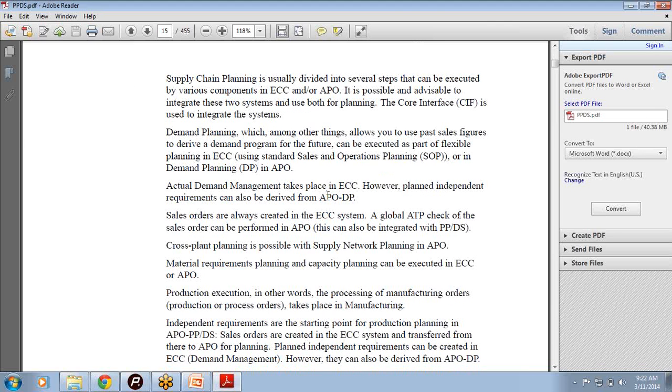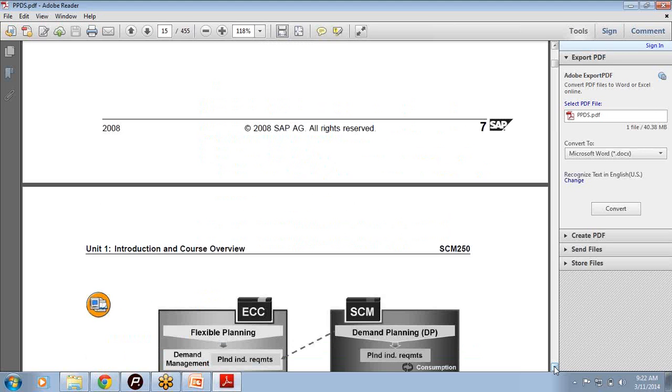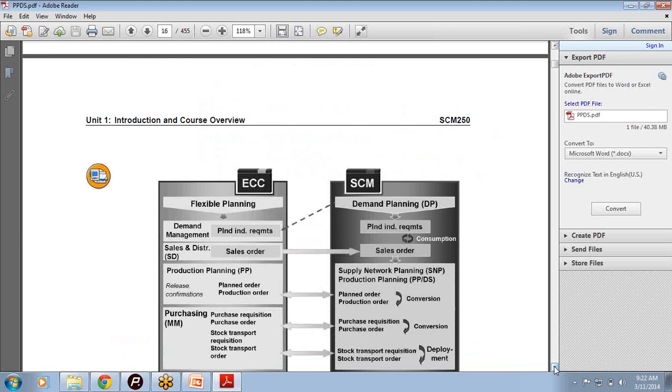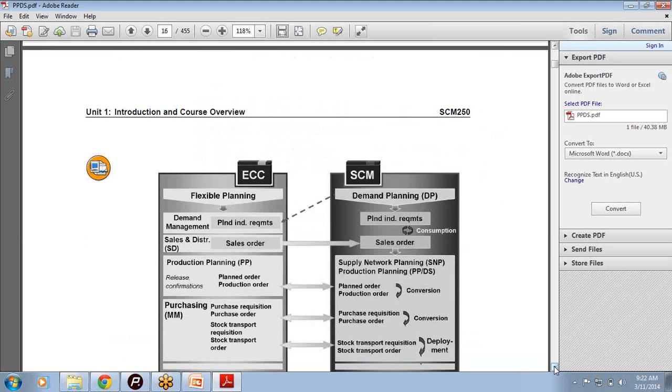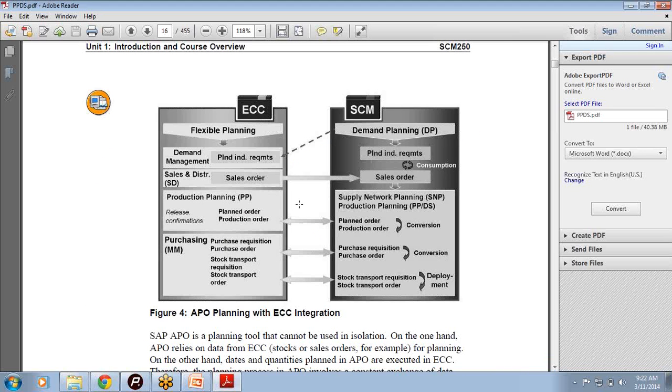Okay, so as I told you, we have got DP, we have got PPDS, we have got SNP, etc. Various modules are there. Now we will briefly, very briefly talk about the various modules like DP, SNP, PPDS, etc. Fine. And then we will go into depth of PPDS.